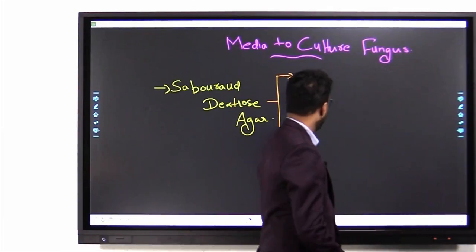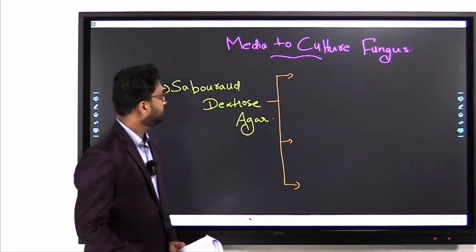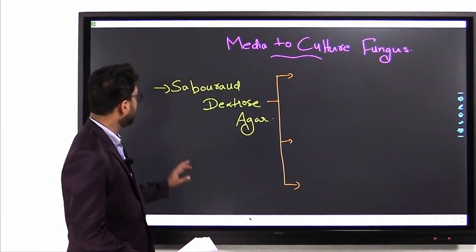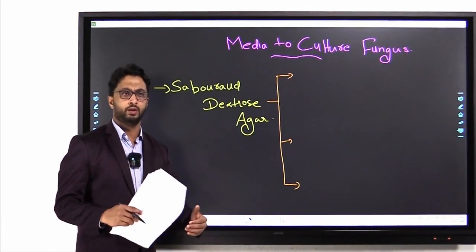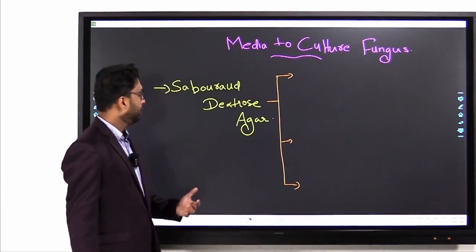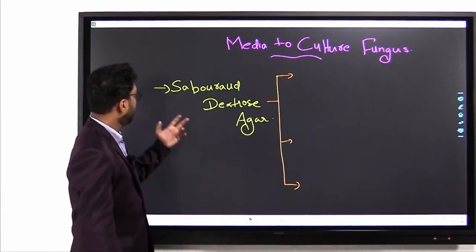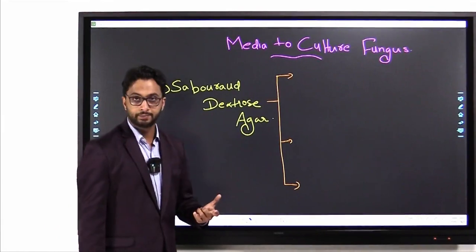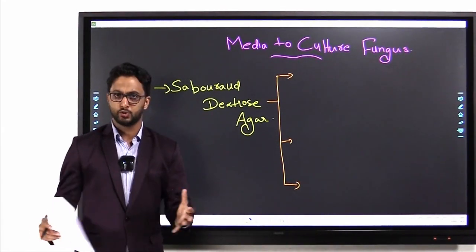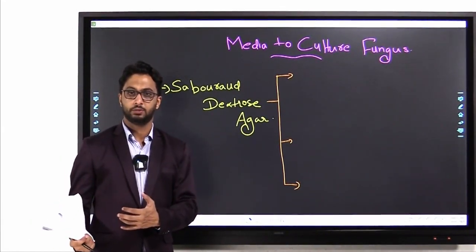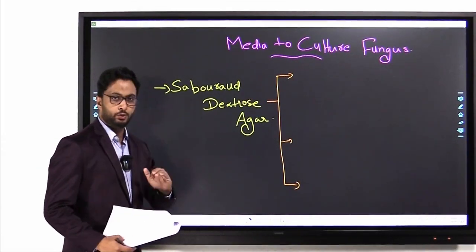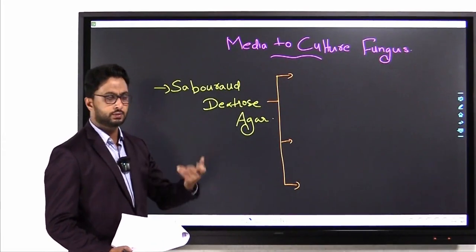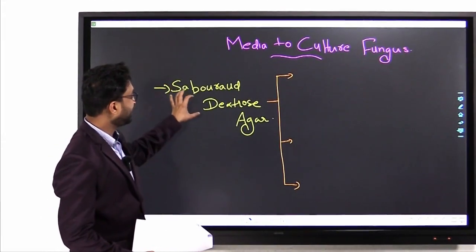Next, we will see the media to culture fungus. Just one example you have to learn. You will see this as you go on learning about fungal infections. There's only one media used, Sabouraud dextrose agar. Potassium hydroxide is also used, not for culture but for diagnostic purposes. We'll see that when we discuss fungal infections. But here it's Sabouraud dextrose agar.